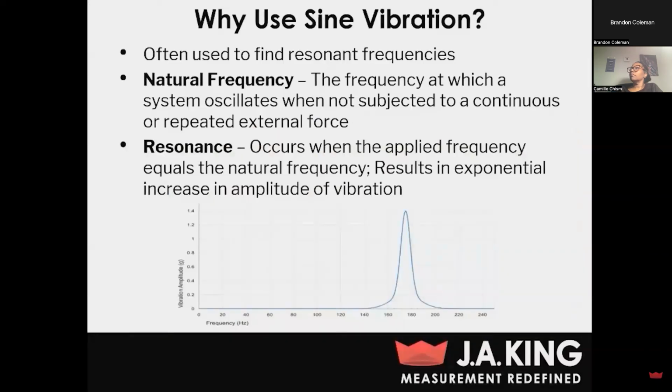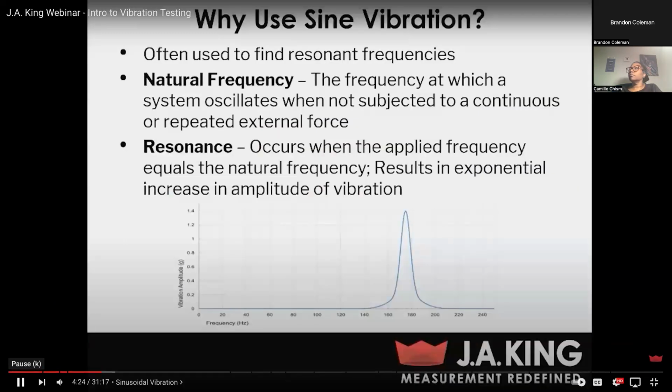So why do we use sine vibration? The main reason we use sine testing is to find a resonant frequency. A natural frequency of a system is the frequency at which that system oscillates when it's not subjected to a continuous or repeated external force. So it's the frequency that that system is going to oscillate at when it doesn't have any external vibration applied. And resonance is what occurs when the applied frequency equals the natural frequency. The result of that is an exponential increase in the amplitude of vibration.